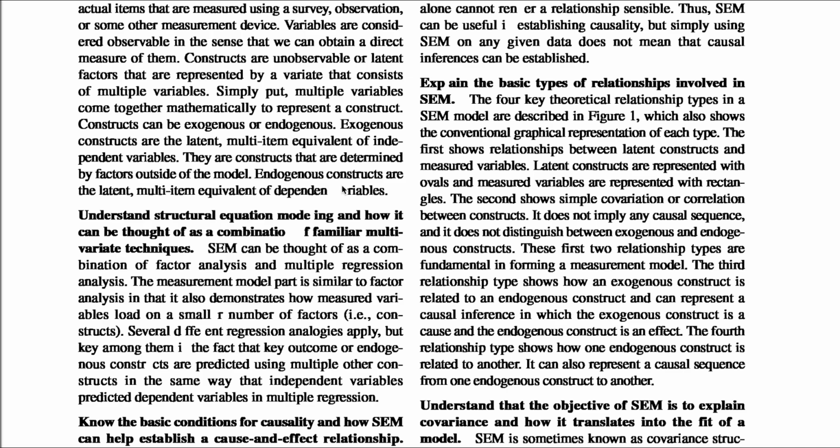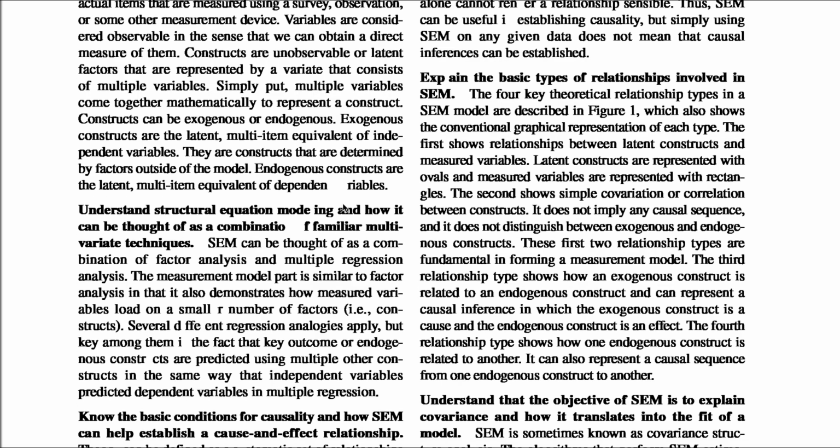The third relationship type shows us how an exogenous construct is related to an endogenous construct and can represent a causal inference in which the exogenous construct is a cause and the endogenous construct is an effect. The fourth relationship type shows how one endogenous construct is related to another. It can also represent a causal sequence from one endogenous construct to another.